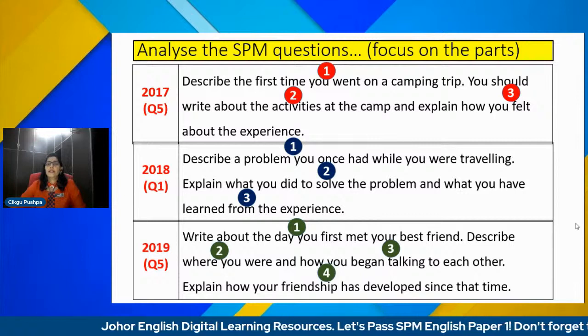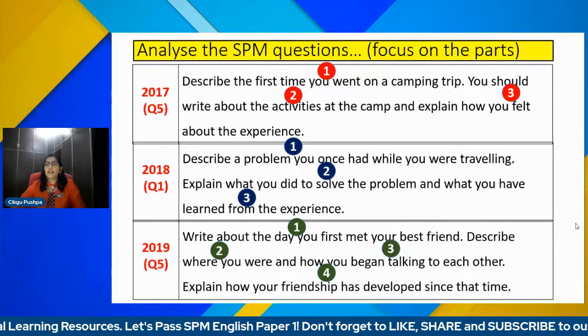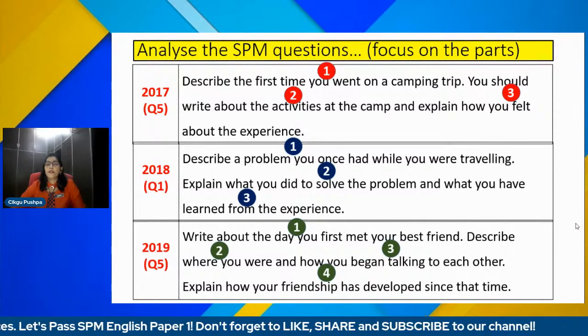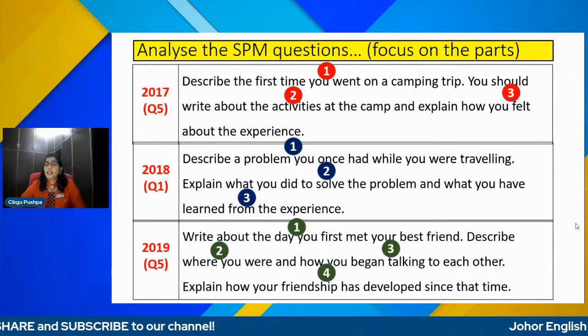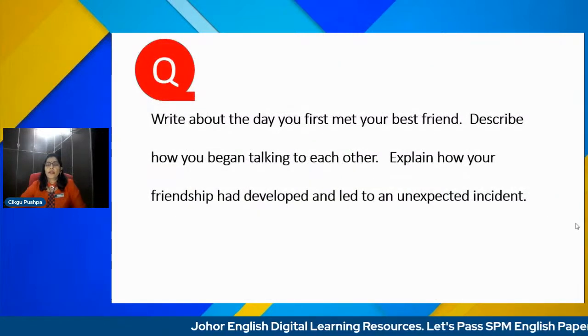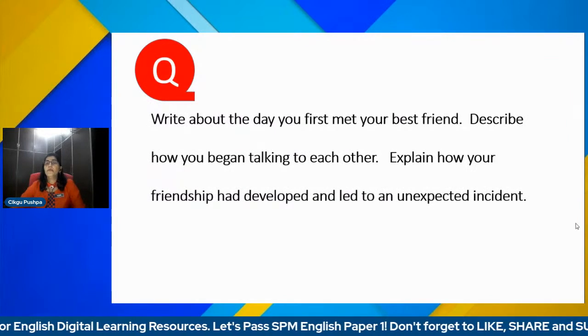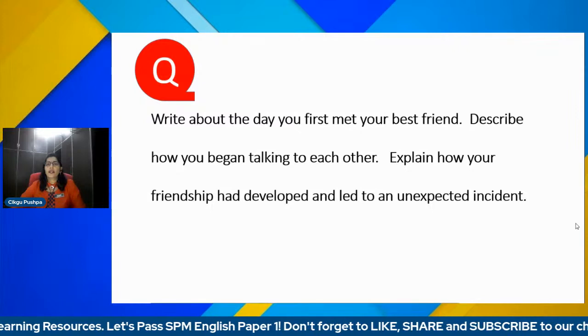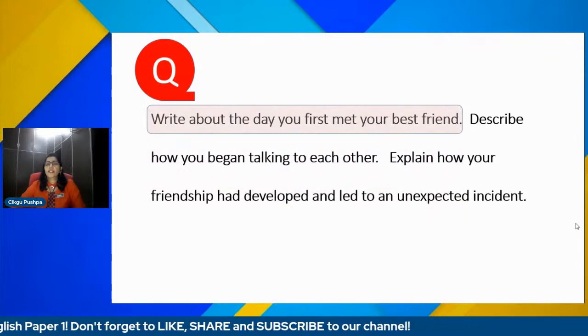So this step is very important, especially when you are reading the questions. Read the question, and as you read, try to label the parts of the question. Do you know why? You have to answer according to the parts. That is very, very important. Okay? Now, let's look at this question. Remember, as you read, you have to label the parts. Okay, let's start. Write about the day you first met your best friend.